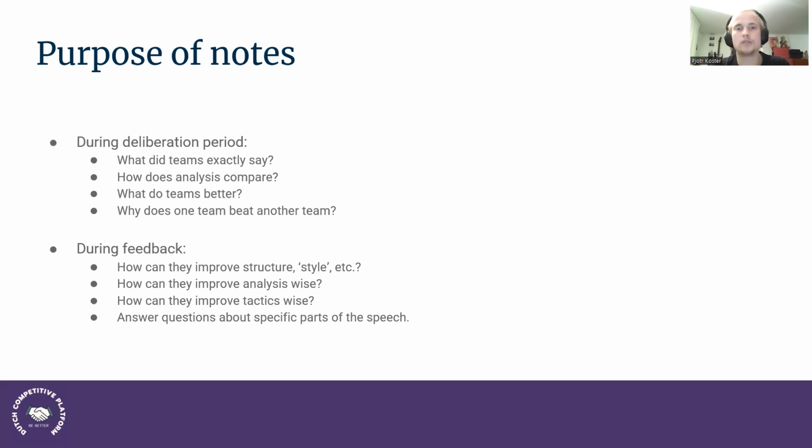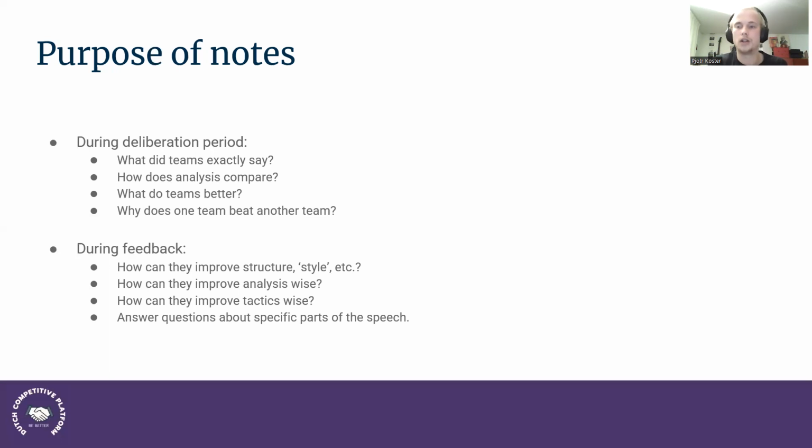This is going to be important because it all trickles down to the last question, which is, why does one team beat another team? Oftentimes you just need these previous questions to answer this one. What does this team say in the first place? How does this analysis compare to what other teams have said? And where do we think that one team does better than the other one? It is important to have notes that do all of these things, because all of these things might be in contention during deliberation, and therefore it's good to have notes that are able to answer all of these questions.